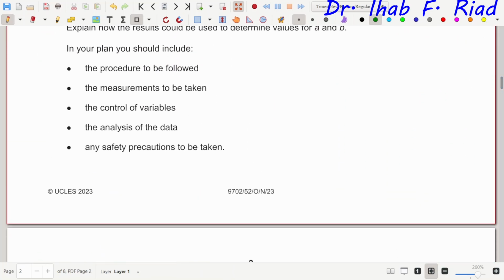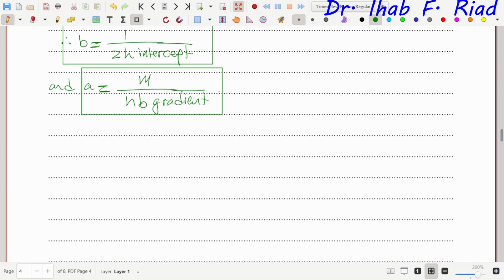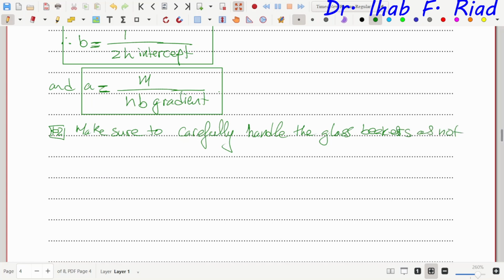Analysis of the data, safety and precautions to be taken. So let us say that for safety, make sure to carefully handle the glass beakers so as not to break them before hitting the surface.